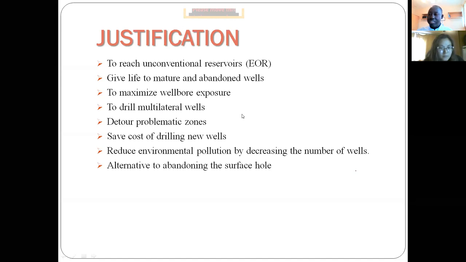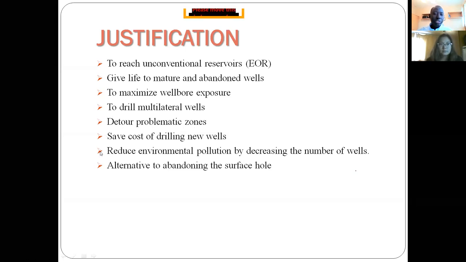We detour problematic zones, right? As also mentioned earlier, when we have a fish in the well that cannot be retrieved, we can sidetrack the well and detour around that area. Or maybe we can have some other problematic zones. For instance, we have a zone with a total loss of circulation, and the problem cannot be solved. So the next option is to sidetrack and bypass the problematic zones.